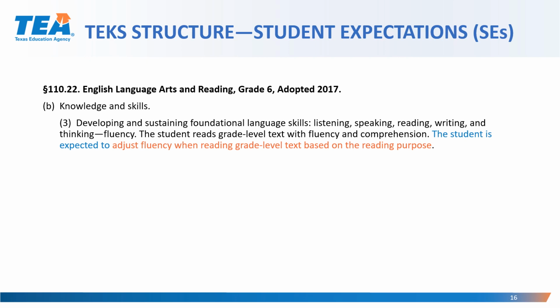Sometimes you'll find that the student expectation has been combined with the knowledge and skills statement, and that is because there's only 1 SE for that knowledge and skills statement. If you look closely though, you'll still find that it follows the same rules. It starts with the student is expected to, which is shown in blue, followed by the actual SE shown in orange.